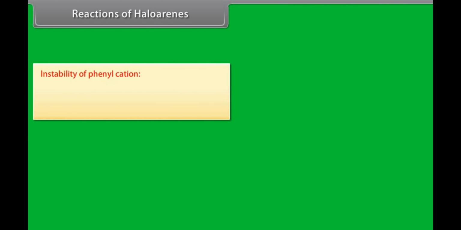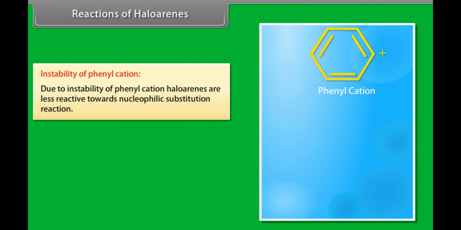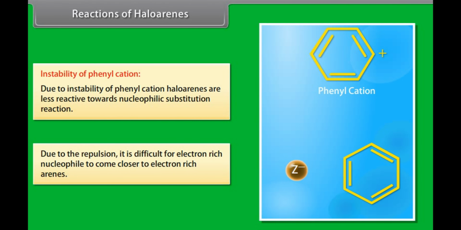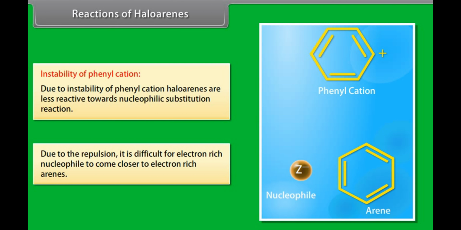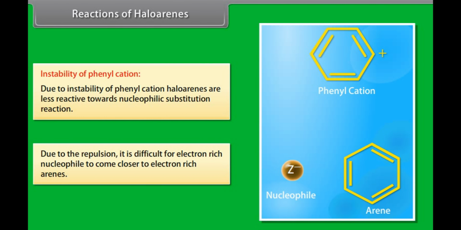Instability of phenyl cation. Due to instability of phenyl cation, haloarenes are less reactive towards nucleophilic substitution reaction. Due to the repulsion, it is difficult for an electron-rich nucleophile to come closer to electron-rich arenes.